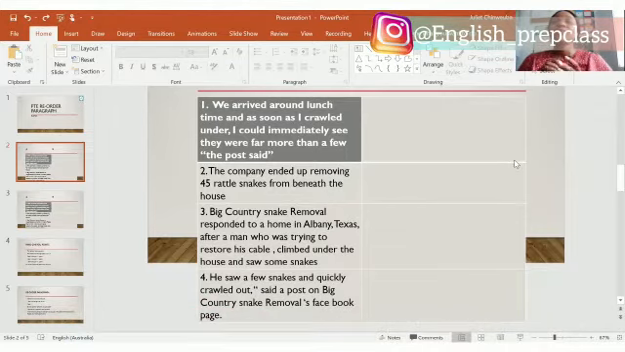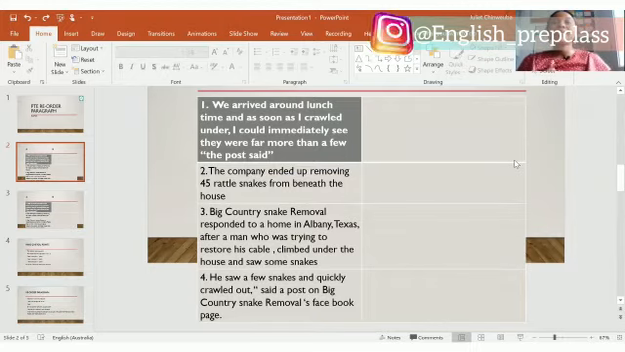The first one says, we arrived around lunchtime, and as soon as I crawled under, I could immediately see there were far more than a few, the post said. It's referring to a post, but we don't know what the post is. So it doesn't look independent. It looks like it's coming from another source, so it can't be the first sentence. The second one says, the company ended up removing 45 rattlesnakes from beneath the house. Which company? And what snake are they talking about?